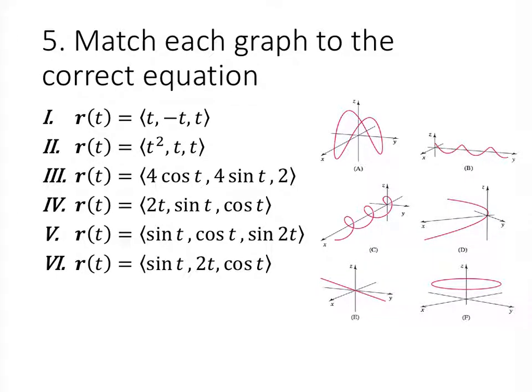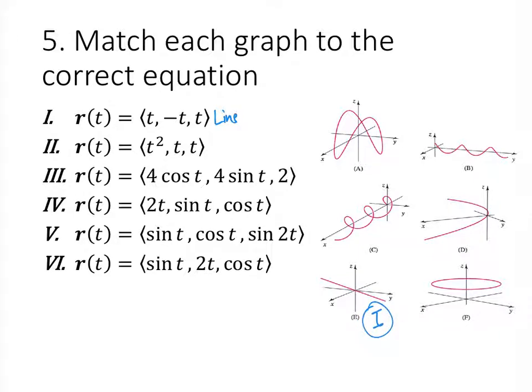All right, last one here is a matching problem. We've got 6 equations and 6 graphs, and we're trying to figure out which equation goes with which graph. We're really just going to use a process of elimination here. For example, graph E here is a line, and it's the only graph that represents a line. If we look at our equations, the only one that represents a line is number 1. So E matches with number 1.